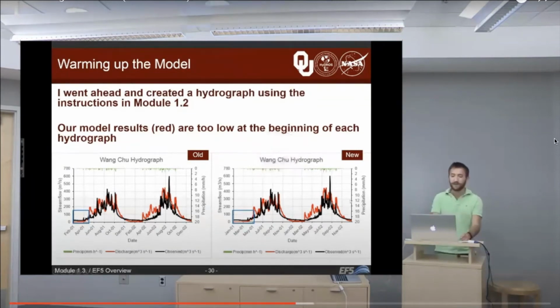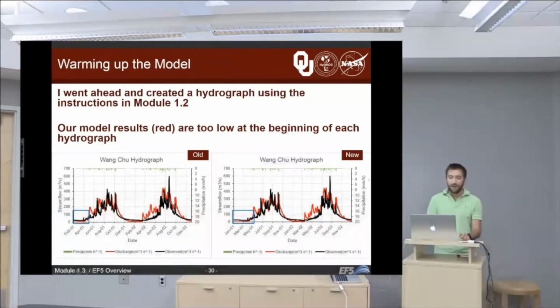You can see in the areas highlighted with the blue boxes that we now have a slightly longer period at the beginning of the hydrograph where there's not much happening. The values are extremely low.